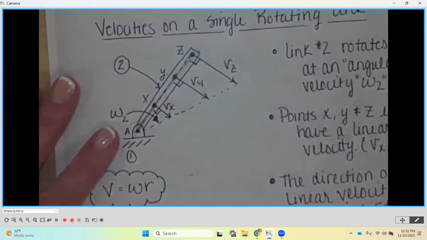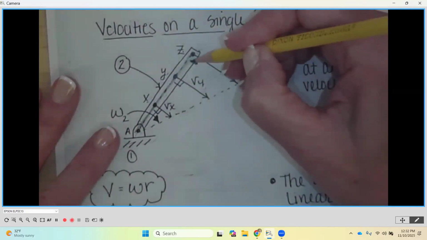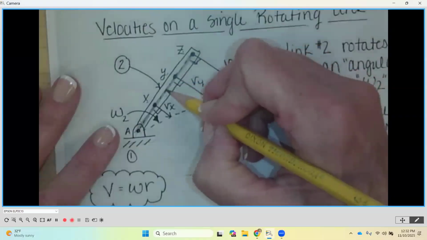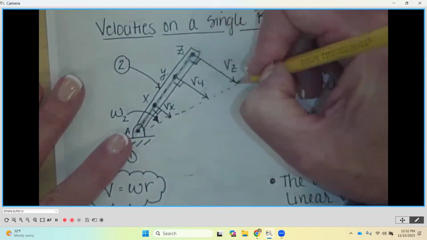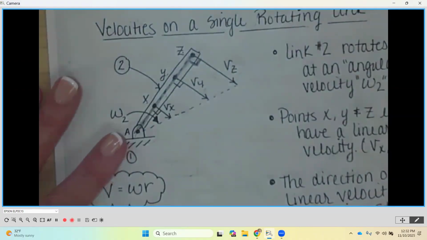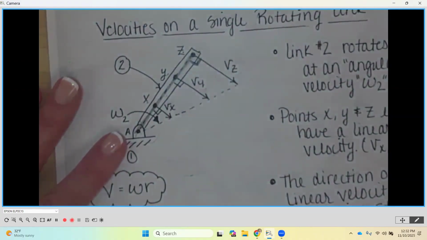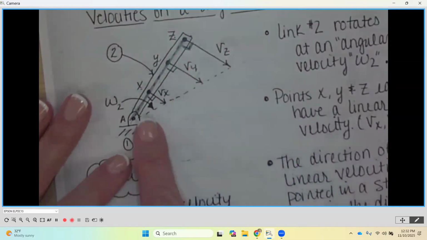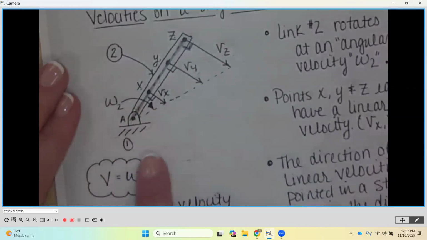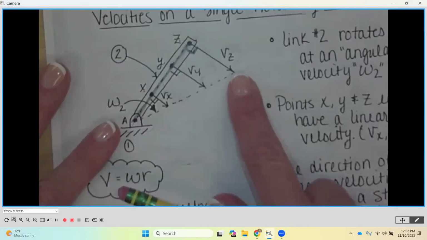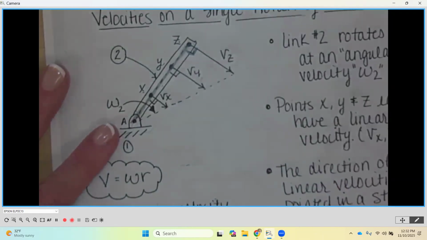The direction of the straight line velocity V is always going to be perpendicular to that radius back to its center of rotation. So from Z here, if I take a straight line and I go from Z back to A, the direction of the straight line velocity is perpendicular to that radius. Do you see that? Okay. Additionally, that gives us a kind of line of action, but the direction that we are going to show the arrow is going to be in the direction of rotation. So we have to know the direction of W2. So W2 is going clockwise, right? So notice that VZ has an arrowhead going down and to the right at this point in time, if you would. Does that make sense to everybody?